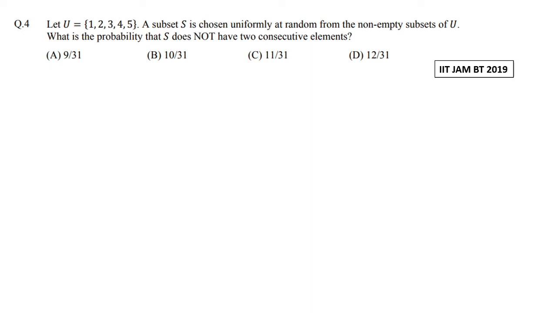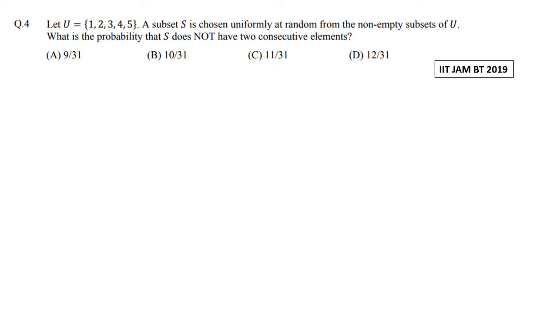In this video, we are going to solve a problem which came in the year 2019 in JAM Biotechnology paper. Here the question is, let U equal set of 1, 2, 3, 4, 5. A subset S is chosen uniformly at random from the non-empty subsets of U. What is the probability that S does not have two consecutive elements? Option A 9 by 31, option B 10 by 31, option C 11 by 31, option D 12 by 31.